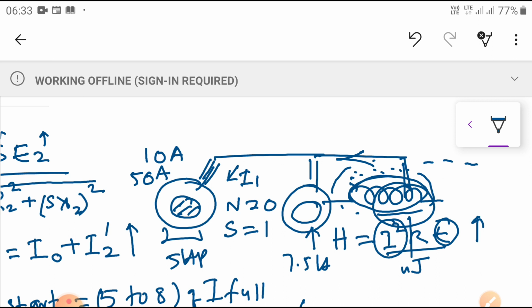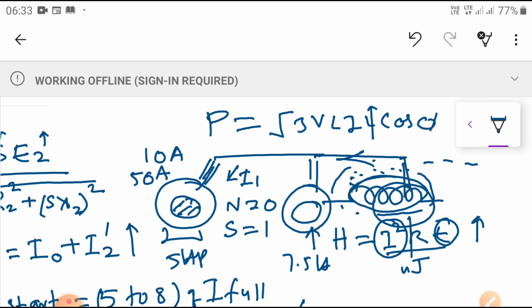If the current increases, what is the formula? The power drawn by this line is equal to root 3 VL IL cos phi. When the current increases in the distribution line, the voltage automatically decreases. If the voltage decreases, what will happen? Instead of 400 volts, or 440 volts, line to line, the line voltage decreases to nearly 300 volts. That means a voltage dip takes place between the lines due to the starting current only.